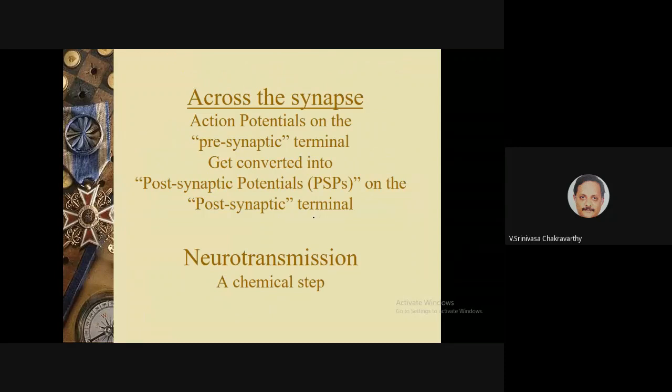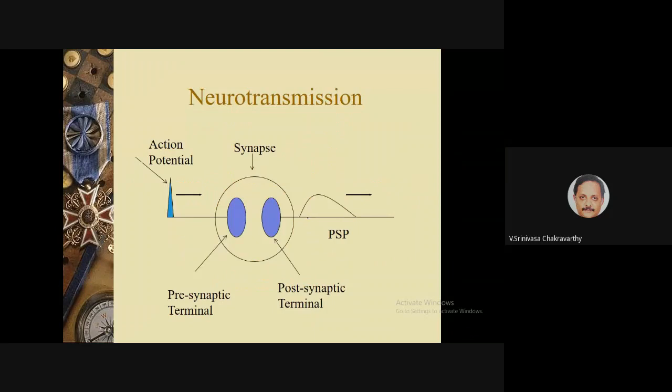Now, finally, let us come to the neurotransmission, the last step at the synapse. Like I was saying in the last class, at the synapse, you have the presynaptic terminal and the postsynaptic terminal. The action potential comes to the presynaptic terminal, where a chemical is released from the presynaptic side to the postsynaptic side. On the postsynaptic side, the chemical acts on the terminal and produces a PSP. So let us see how exactly this happens.